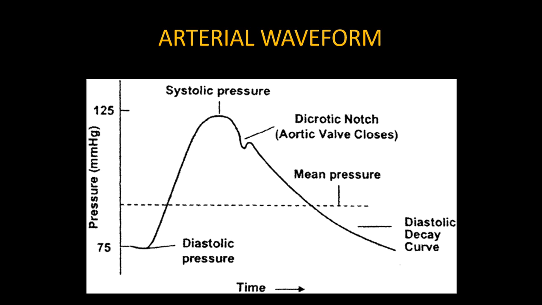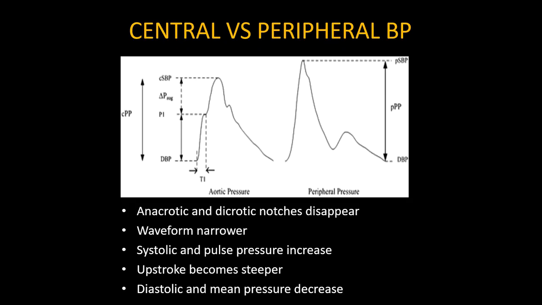How does the arterial waveform look? It looks like this. The diastolic pressure is there, the systolic pressure is there. There is a dicrotic notch, which is happening because of the aortic valve closure, and there is a diastolic decay curve, and in between there is a mean pressure.